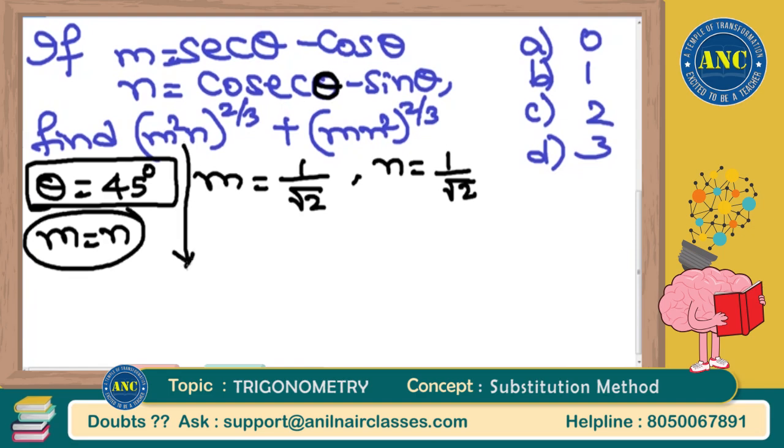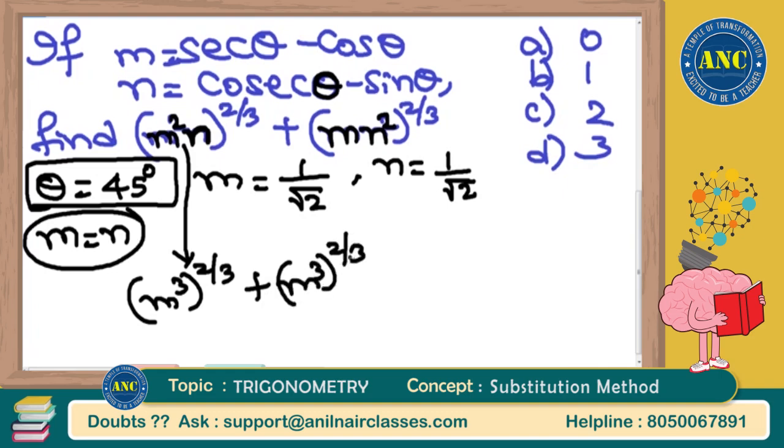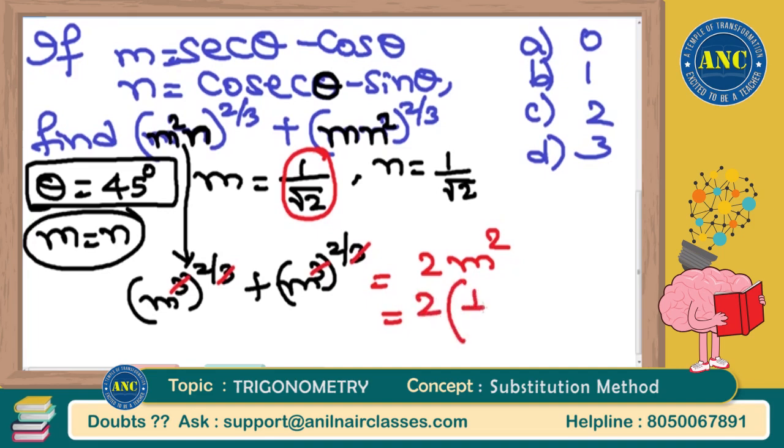If I substitute it here, m square into n, but n is equal to m, so it is m cube. M cube to the power of 2 by 3 is what I will get, plus m, which is m itself, since n is also equal to m. M into m square is m cube to the power of 2 by 3. So m cube to the power of 2 by 3 means the power 3 and 3 will get cancelled here. So m square, here also m square. M square plus m square is 2m square. 2m square, but m value is 1 by root 2. 2 into 1 by root 2 whole square. 2 into 1 by 2. It is 1.